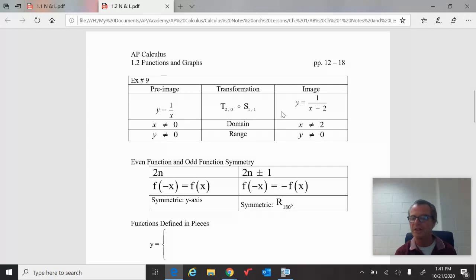So I take the domain from the example we just did, and the range, and shift them 2 to the right. So now the domain for this graph is x cannot equal 2, all reals except for that, and the range is not affected by a horizontal slide.